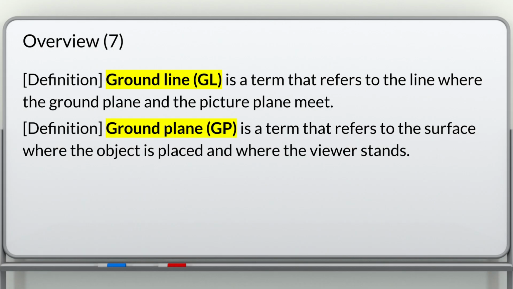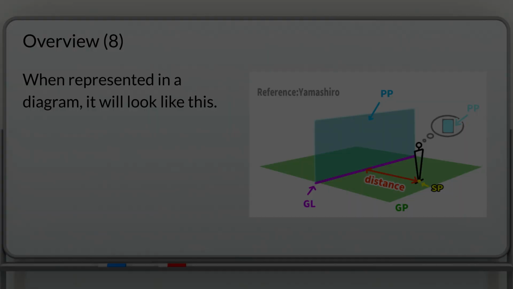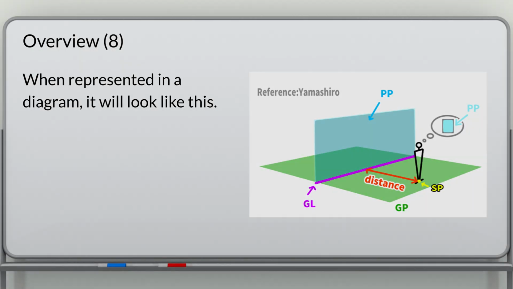Ground line is a term that refers to the line where the ground plane and the picture plane meet. Ground plane is a term that refers to the surface where the object is placed and where the viewer stands. When represented in a diagram, it will look like this.